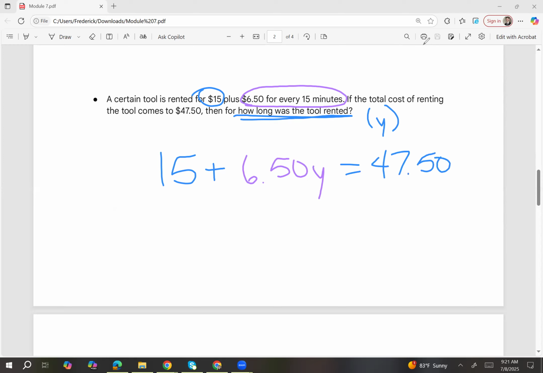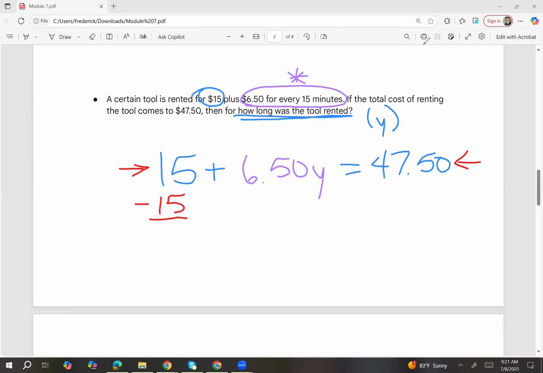Now, I'm just going to put a star here by this because we're going to have to come back and think about that, because y here, based on the way we're writing it, is representing how many 15 minutes there were. So we'll have to keep that in mind when we come back in the end and think about our answer. But we have a good setup to go ahead and solve. And notice 15 and 47.50 are number terms, so it's a good idea to start by combining them.